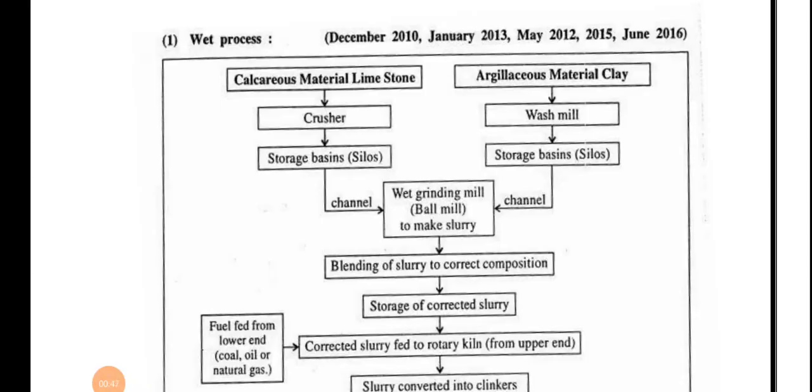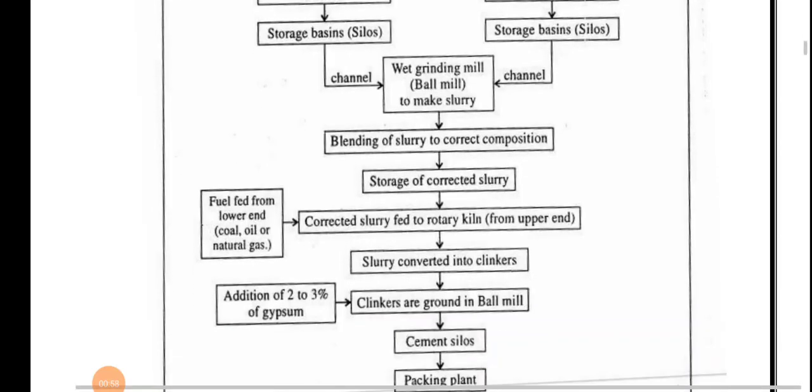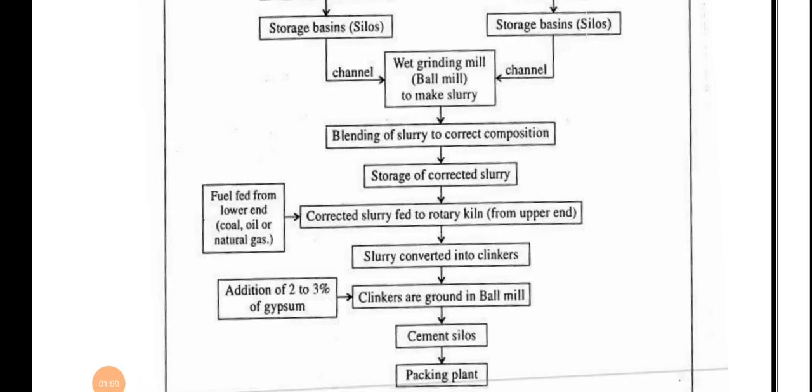Same as argillaceous material, we have to wash it properly, so a wash mill is provided, and after the wash mill it is stored in a storage basin. After that process, we will feed it into a grinding mill or ball mill to make a slurry. After that we have to blend this slurry into correct composition and store it as corrected slurry.